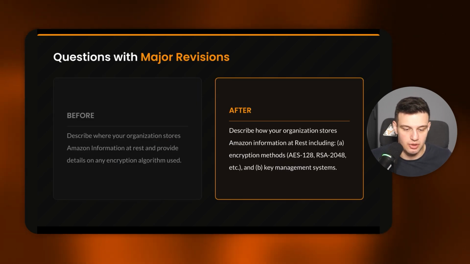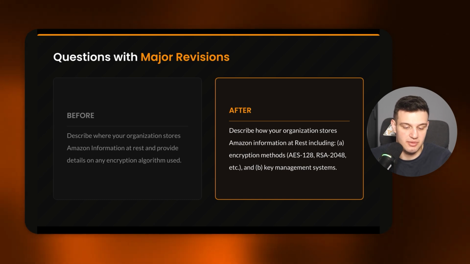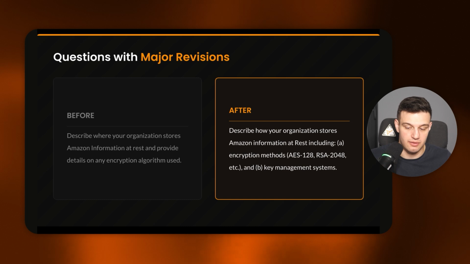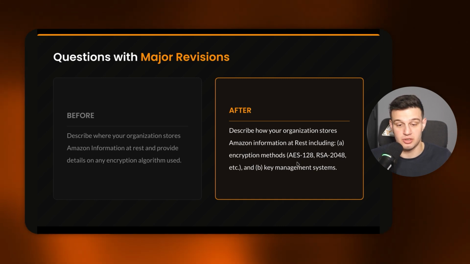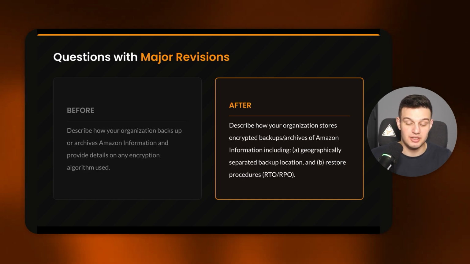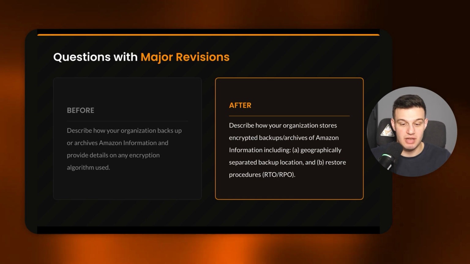Regarding how your organization stores Amazon information at rest, now it's mentioned and required that you have these encryption methods at least, and you need to mention your key management systems. Before, those things were not mentioned and were not required. And you need to mention that your backups are in geographically separate backup location and restore procedures RTO and RPO. Maybe here the changes are the most significant.